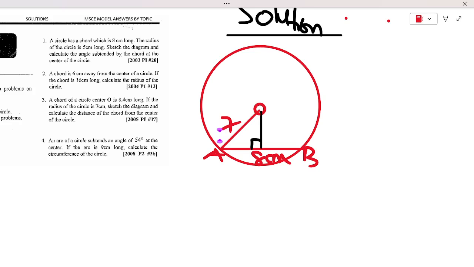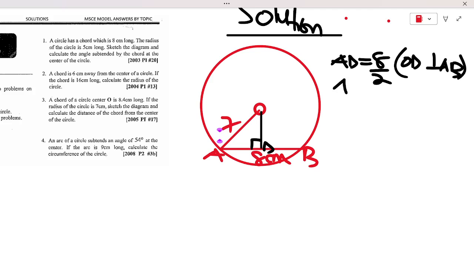So you have to divide. Let us put this part as D. Part AD is equal to 8 centimeters divided by 2. Why? Because OD is perpendicular to AB and it is also bisecting AB. So AD is equal to 4 centimeters.